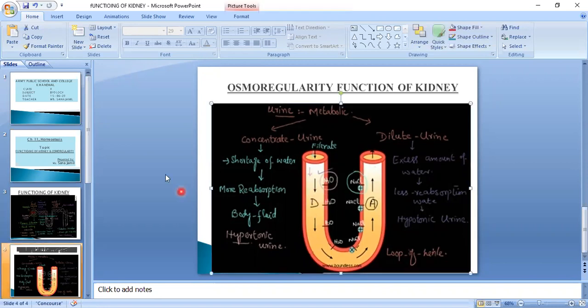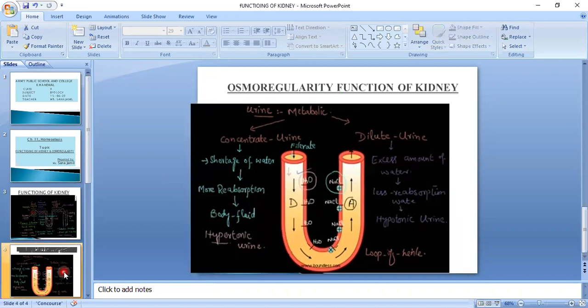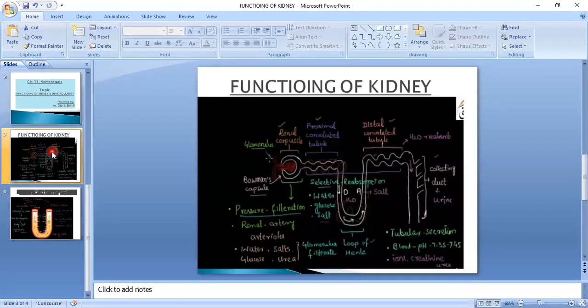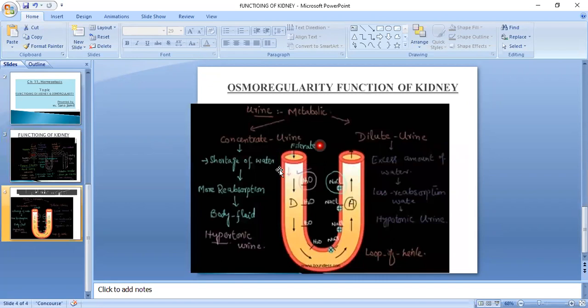After the osmoregulatory function of the kidney, I end my lesson, because the functioning of the kidney and the osmoregulatory function are both very important. From the board point of view, the functioning of the kidney is very important for the long question, and the osmoregulatory function is important for short questions. So both are very important here.